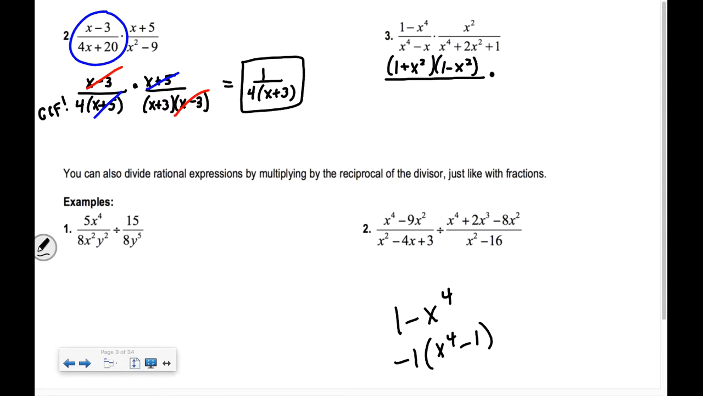All right, so then I have x to the 4th minus x. Well, that has a GCF, so I pull out an x. And I have x cubed minus 1. Oh, man.